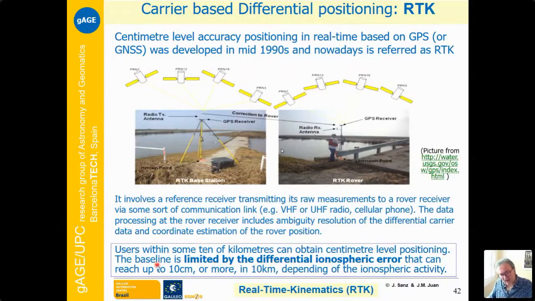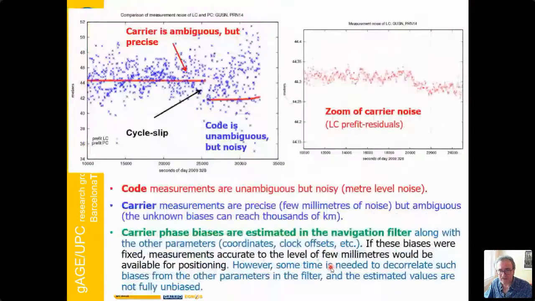The ionosphere can reach up to 10 centimeters in 10, 20 kilometers. It depends on the user location. And this involves a limitation in the baseline.